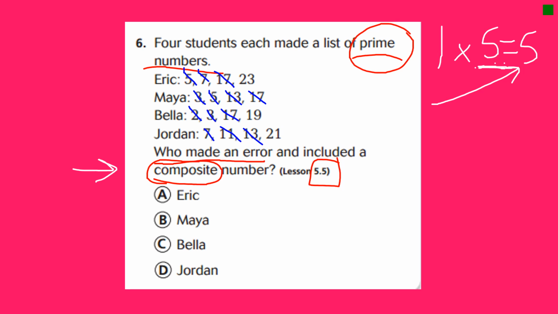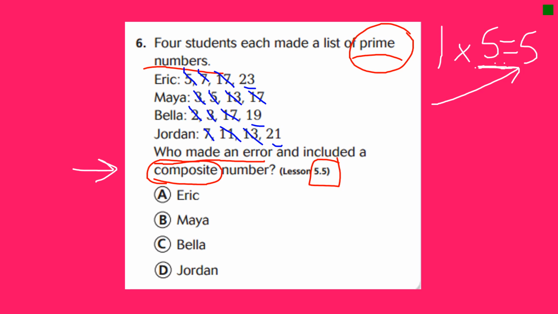So let's see what we have left here. 23, 19, and 21. Is there anything screaming out at you? Well, I bet there is. Do you remember the divisibility rules? Yeah, we can't use the rule for 2 because none of these have 0, 2, 4, 6, 8 in the ones place. So that one doesn't work.